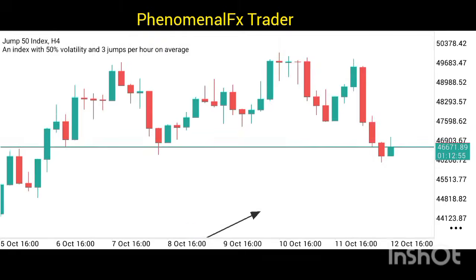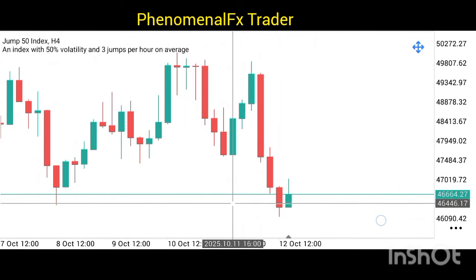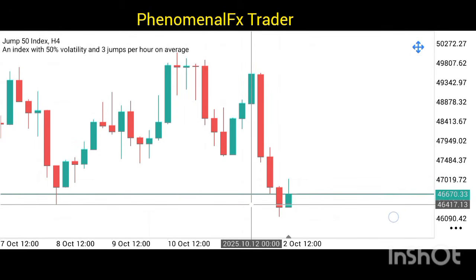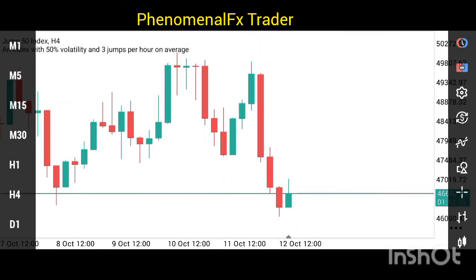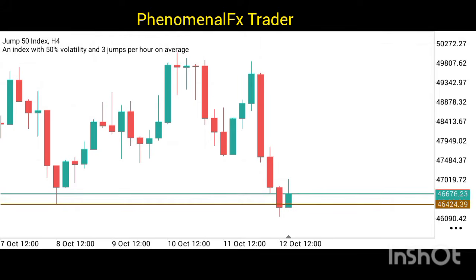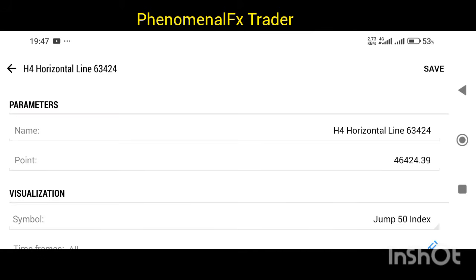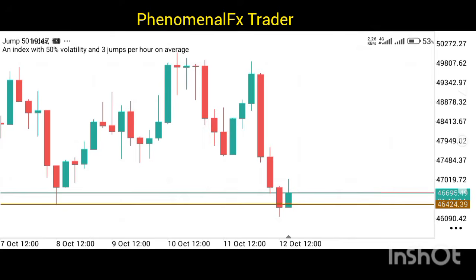Let me try to zoom in. We have a break of structure here, or would I call it a change of character? At that point, you can see the market closed below this low here, indicating the market will possibly be going down. So now we can place a horizontal line to mark that level, because the market is right there on that level. Let me increase the thickness of this line. Let me leave it at 2. I think it's okay there.